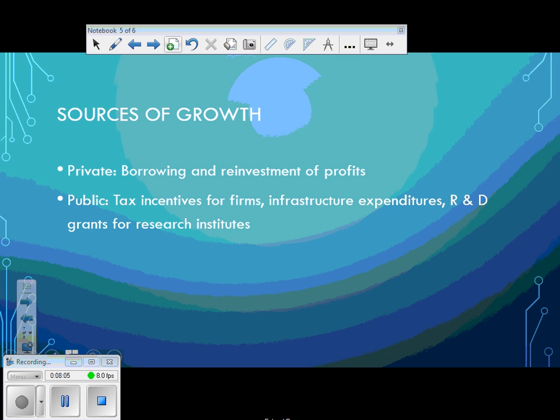Our government does spend money on infrastructure. That's not just federal, but also state and local. Smoother roads, better bridges, better railroads, better airports, all those kinds of things add to our potential. R&D grants for research institutes. We have the National Science Foundation. Some people scoff at some of the things they give grants for, but a lot of the grant money goes to stuff that makes a difference later on in the macro economy.